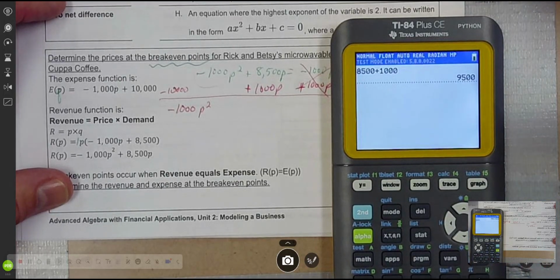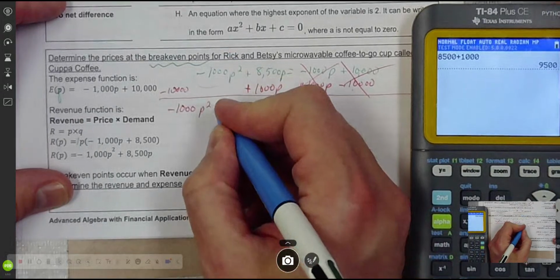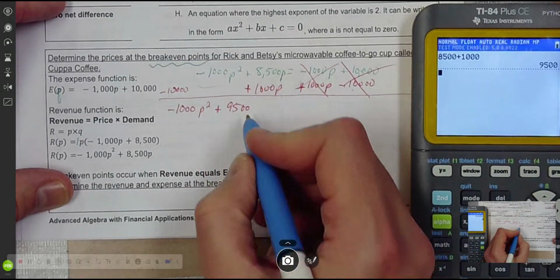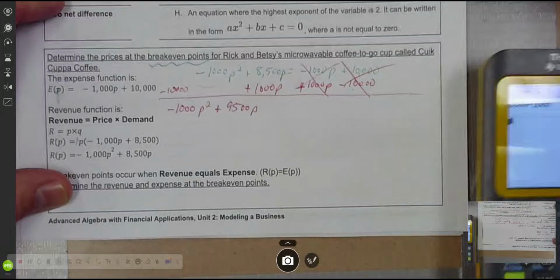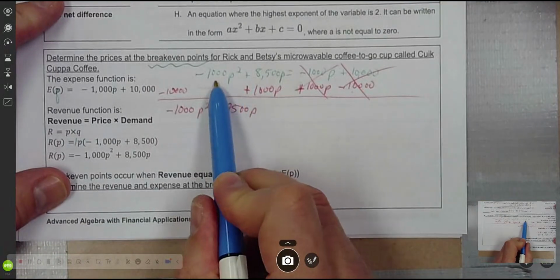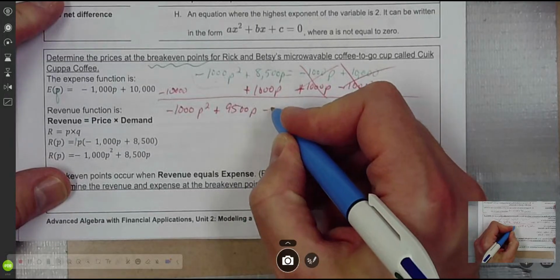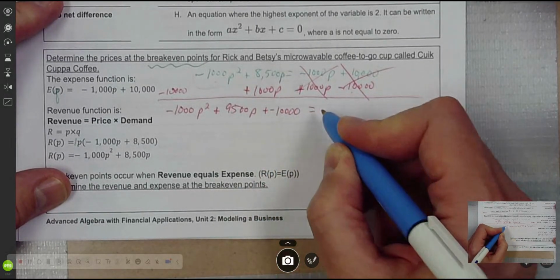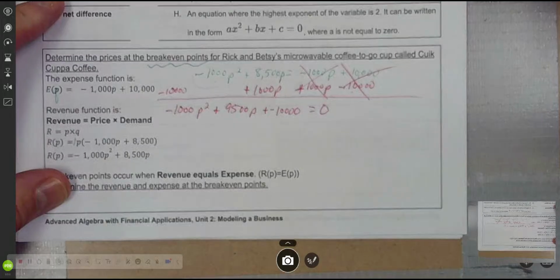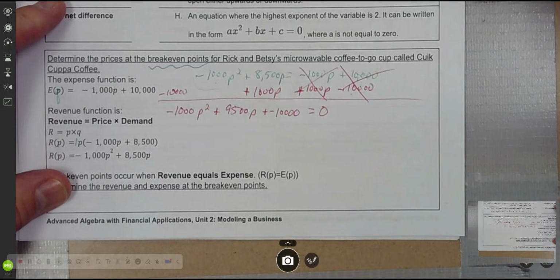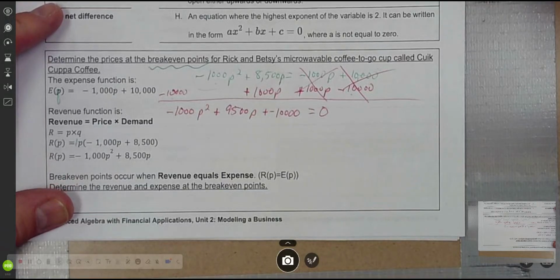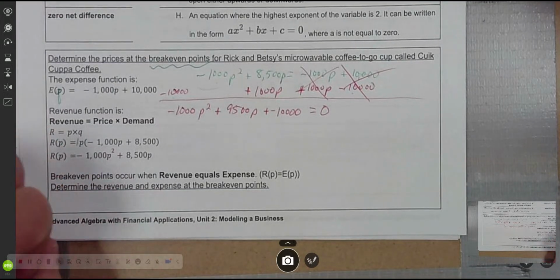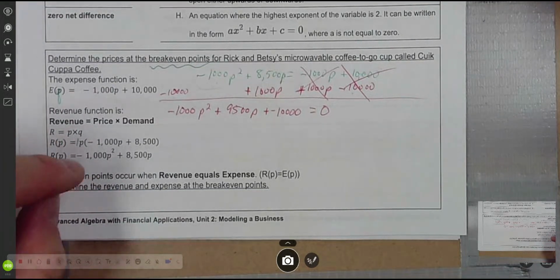All right, 9,500, and they both have p's. So I attach a p there, and then this is where I'm going to take my negative 10,000 and put it right there, or I'm going to plus negative 10,000. I like to keep things addition. You don't have to do that. That's just my personal preference to deal with negatives with addition rather than subtraction signs. I like addition because it means I can move things all around however I want. With subtraction, I got to be careful where the sign goes.